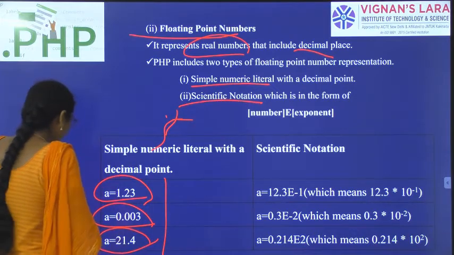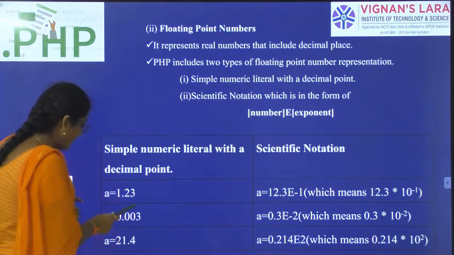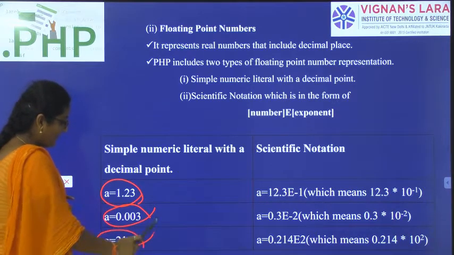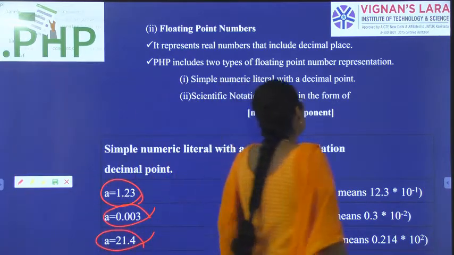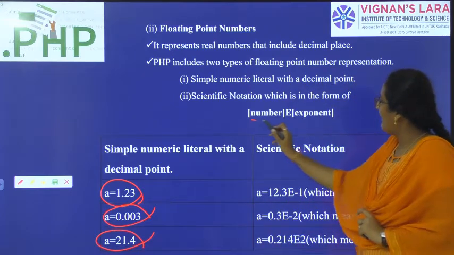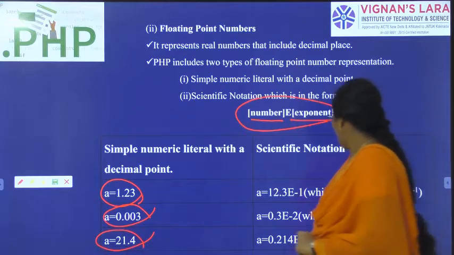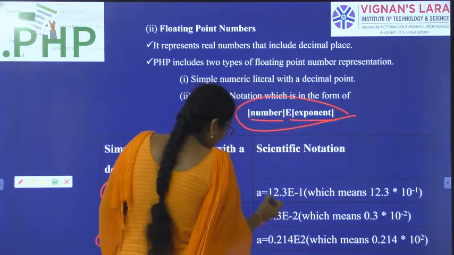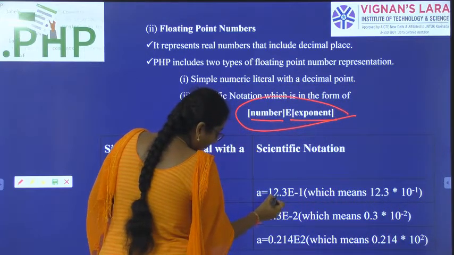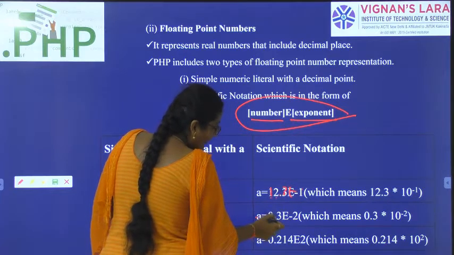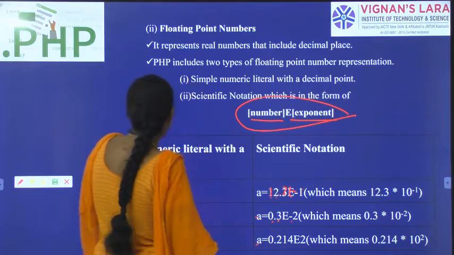So simple numerical notation will be like this: A equal to 1.23, A equal to 0.03, A equal to 2.14. What is scientific notation? Number and exponent. This is the scientific notation. So if you see here, A equal to 12.3 E minus 1, A equal to 0.3 E minus 2, A equal to 0.214 E2.